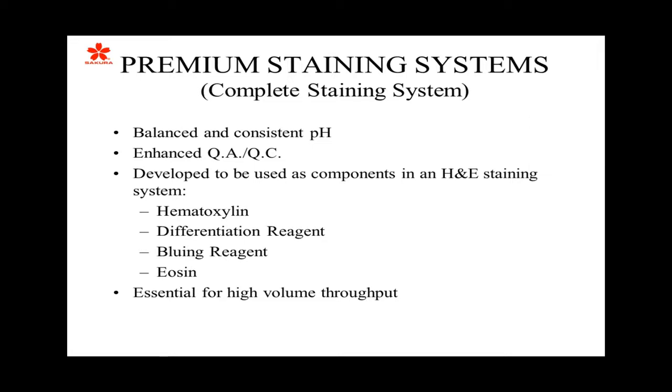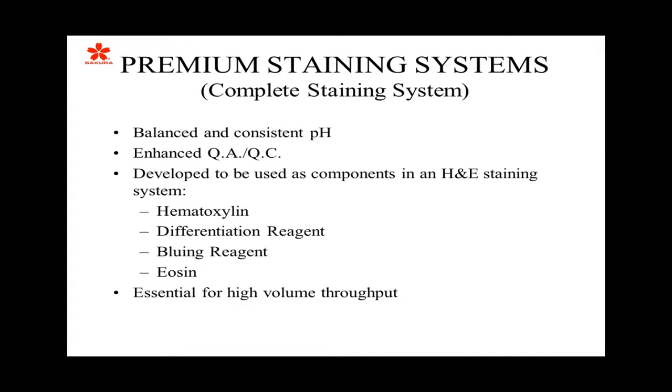And why? Because it's balanced and consistent pH in the dyes and reagents throughout your staining run. Changes in pH will cause changes in the dye intensity. It enhances your QA and QC to use a staining system because you're going to have consistency from the beginning to the end. And this is very key, they're developed to be used as a system.